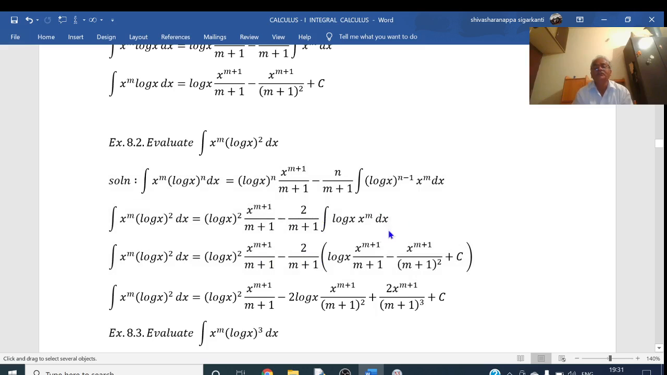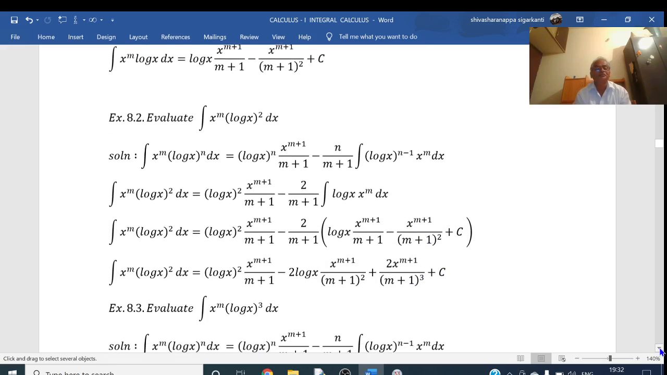We know the integration of log x into x raised to m dx is equal to log x into x raised to m plus 1 by m plus 1 minus x raised to m plus 1 by m plus 1 whole square plus constant c. Multiplying this, we get here minus 2 log x into x power of m plus 1 divided by m plus 1 whole square. Minus into minus is plus 2 into x power of m plus 1 divided by m plus 1 whole cube plus c.